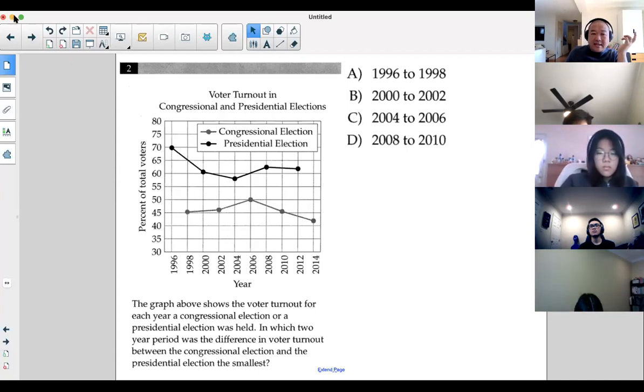Now, as you guys can see, the math that's involved in this one is not that difficult. It's a matter of reading it. Usually that's the case for data analysis in the SAT.